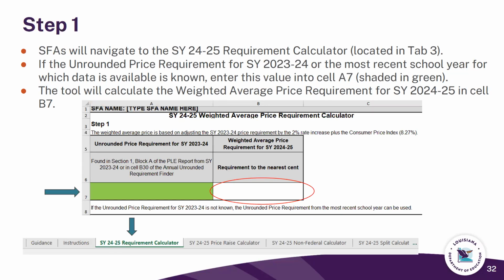Step 1, SFAs will navigate to the school year 24-25 requirement calculator located in tab 3. If the unrounded price requirement for school year 23-24, or the most recent school year for which data is available, is known, enter this value in cell A7 shaded in green. The tool will calculate the weighted average price requirement for school year 24-25 in cell B7.